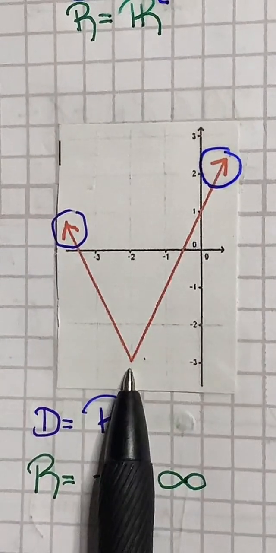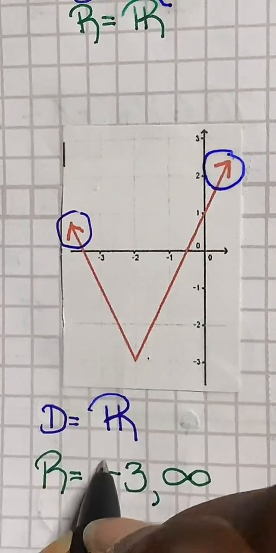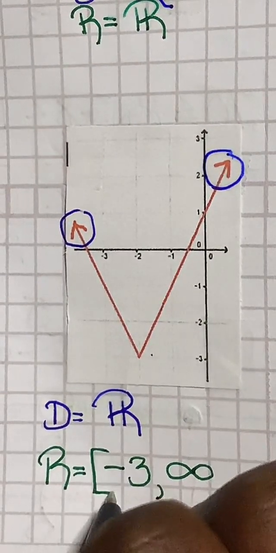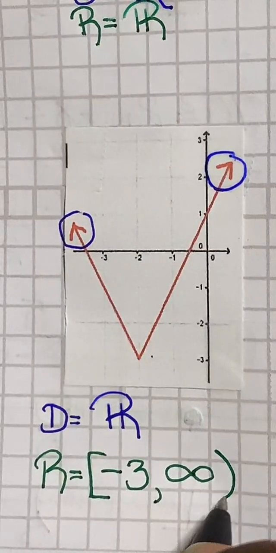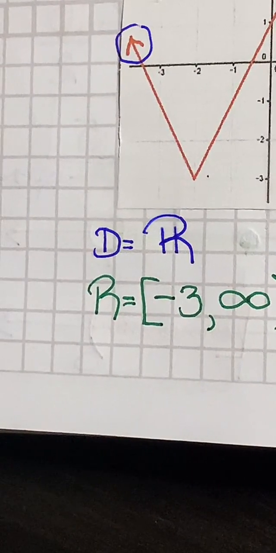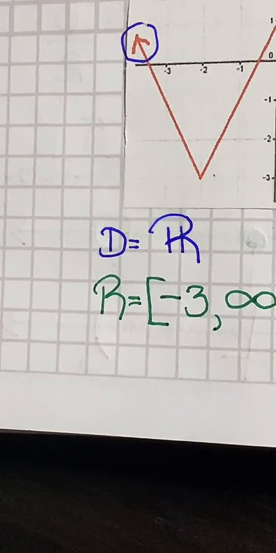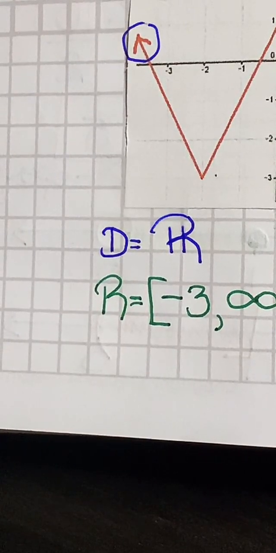Since there's no circle there, there's no break there, it's including our -3, so it gets a bracket. Infinity always gets a parenthesis.